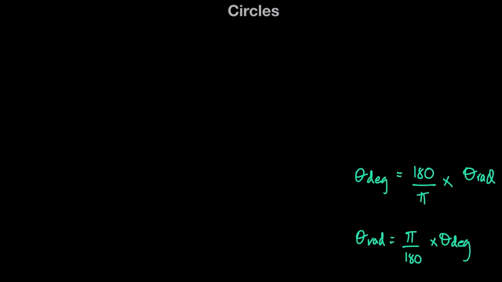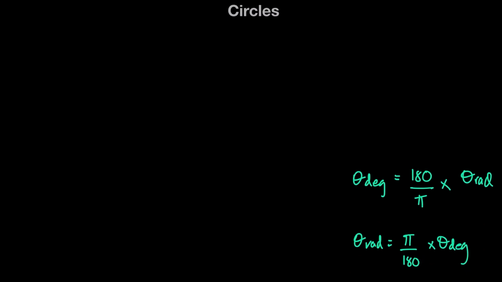Hey guys, so previously we learnt about the radian measure of an angle and how we can convert an angle given in degrees to the angle in radians. And we got these expressions. We said that if an angle is given in degrees, we can convert it into radians by multiplying that angle by pi over 180. Similarly, if an angle is given in radians, it can be converted to degrees by multiplying by 180 over pi.